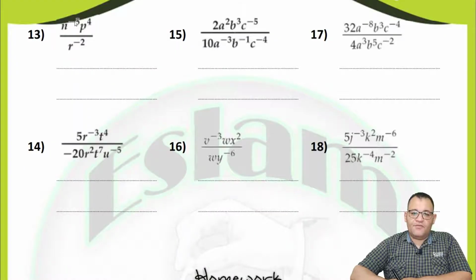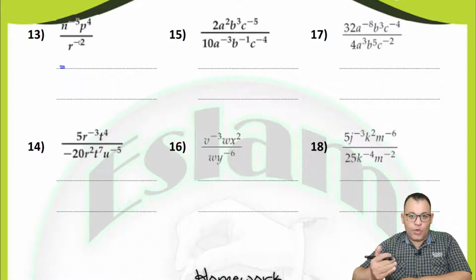n to the power negative 5 times p to the power 4 over r to the power negative 2. We have a negative power. In the simplest form, the power must be positive. So at first, if the power is negative up, I will write it down. If it's down, it will be written up.